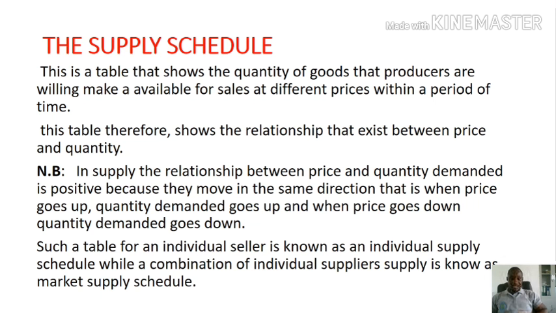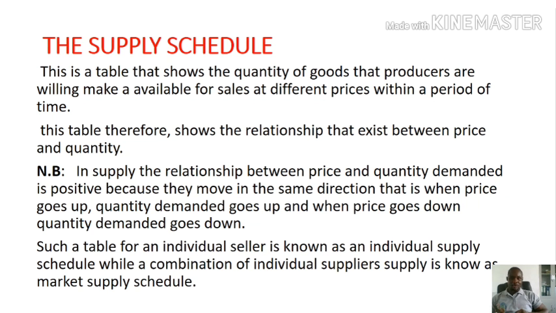Alright, now NB, note, in supply the relationship between price and quantity is positive. Remember we said in demand that the relationship between price and quantity is inversely related, which means it's negative. They have an inverse relationship when we're talking about demand. And of course, when we say inverse relationship, it means that they don't move together.